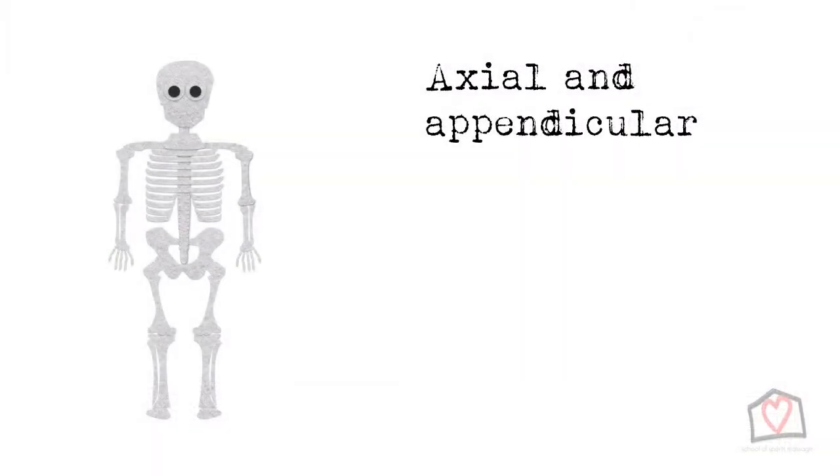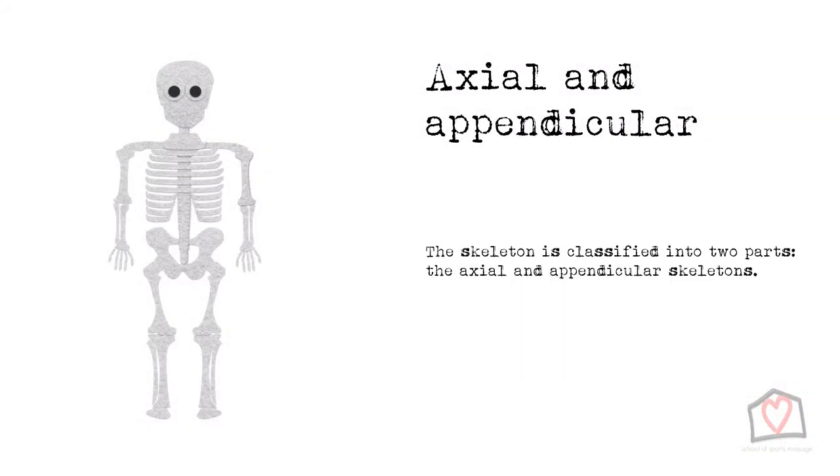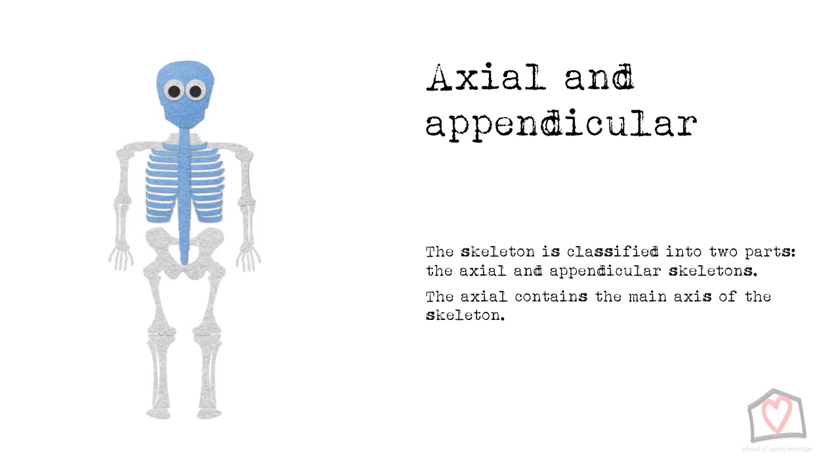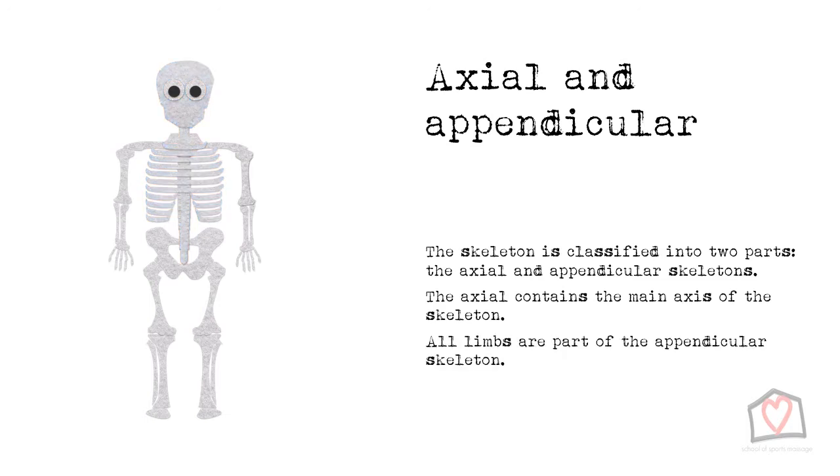We are able to classify the skeleton into two main parts, the axial and appendicular skeleton. The axial, or centre part, contains all the bones that create the main axis of the skeleton. These include the spine, ribs, sternum and cranium. All the limbs are part of the appendicular skeleton.